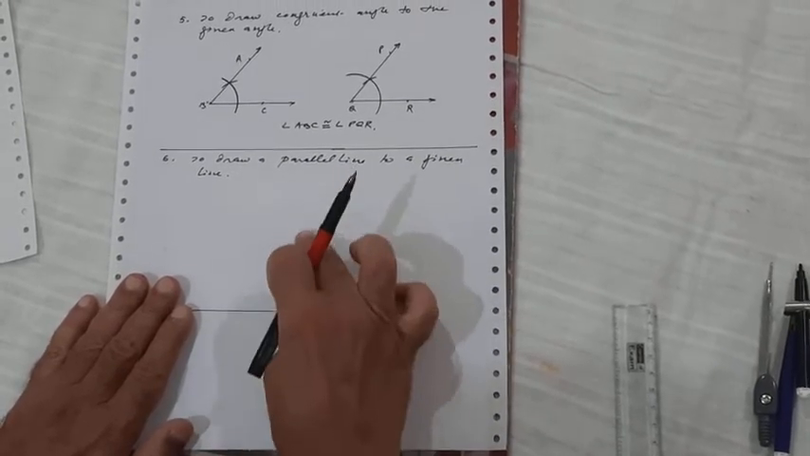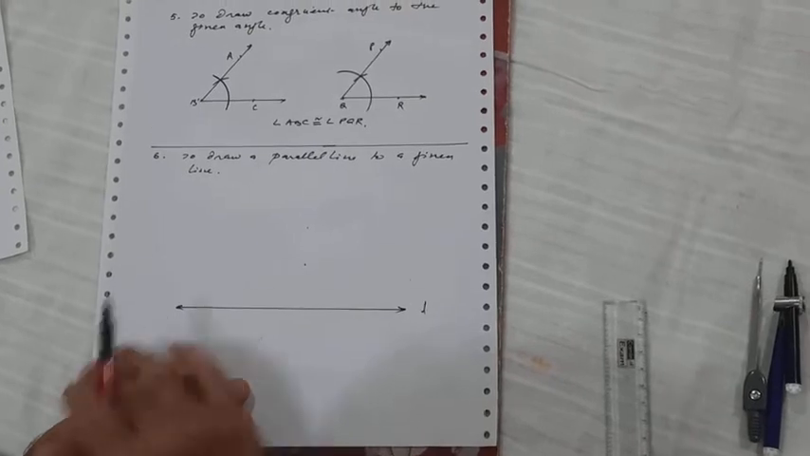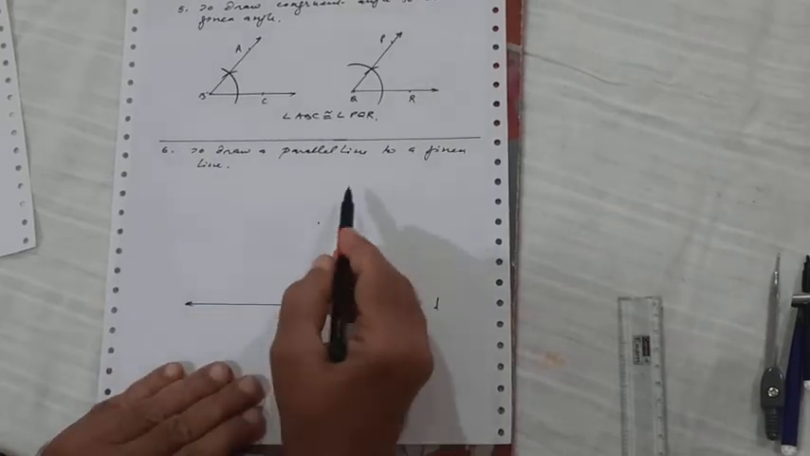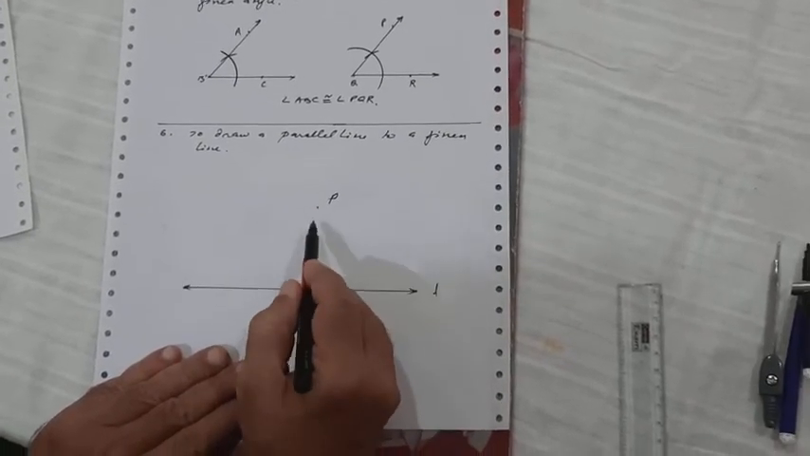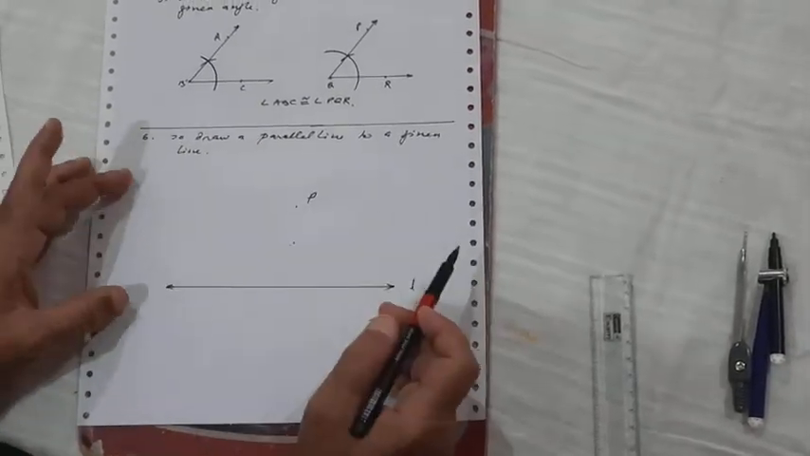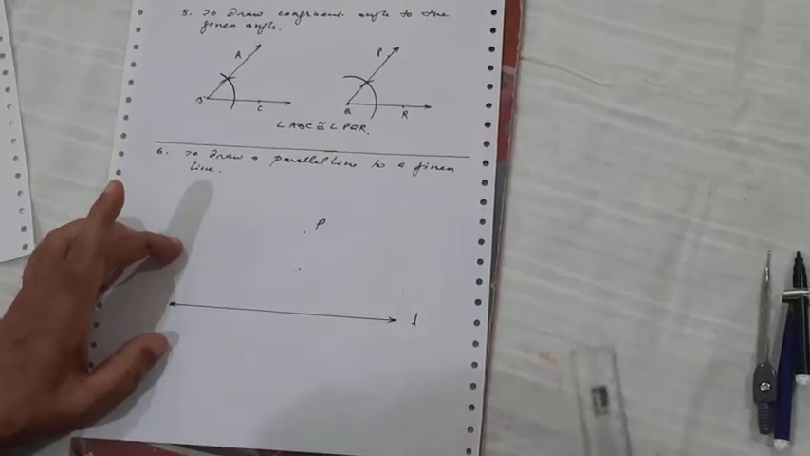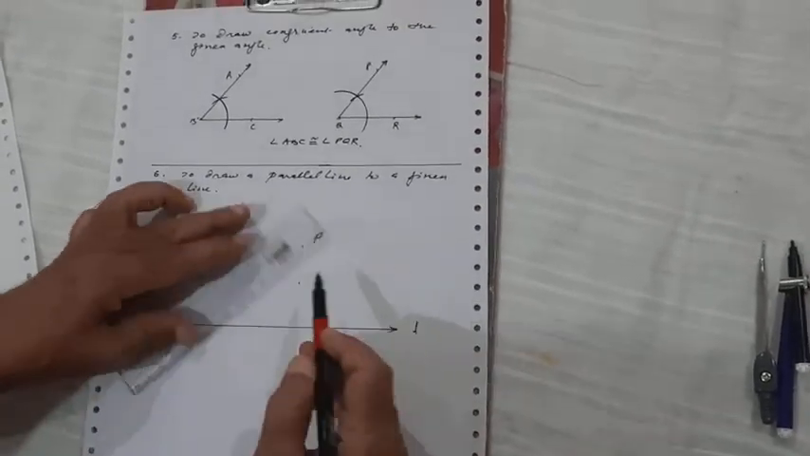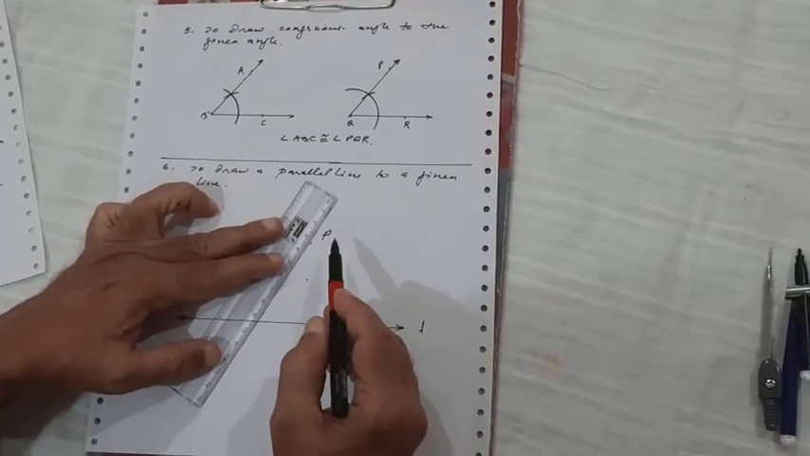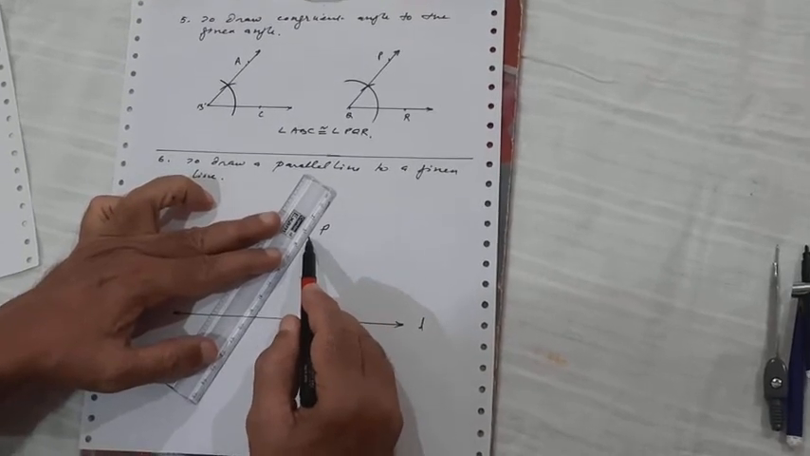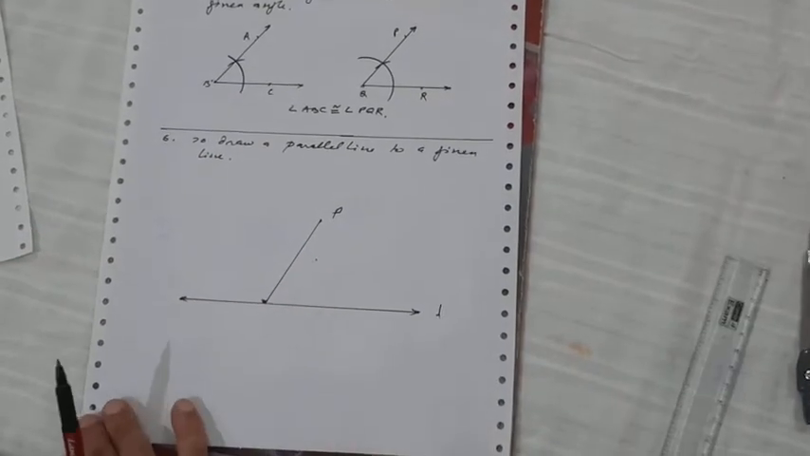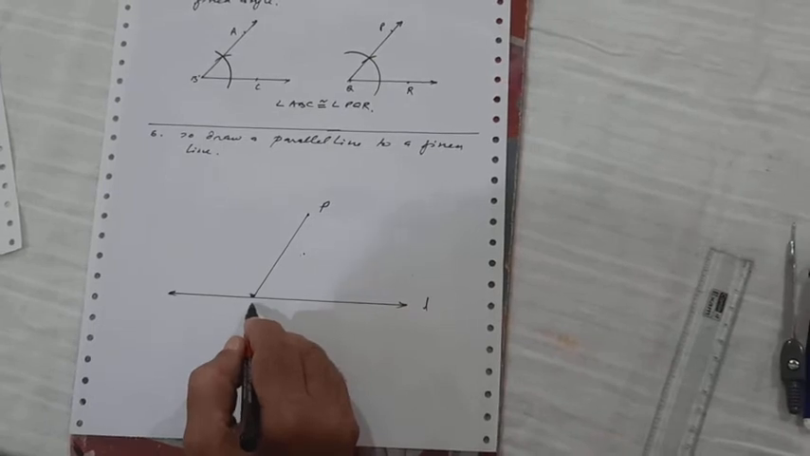Next time I will show you how to take it at a proper distance. Now suppose the point is here. This is point P. Now from this point P, we have to draw a line parallel to the given line L. So there are 2-3 methods. One method I am showing you today. Now from this point P draw one slanting line. You can draw a vertical line also, but a slanting line will be better. Draw one slanting line.